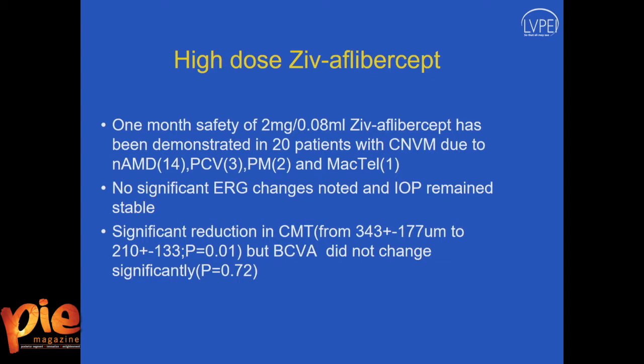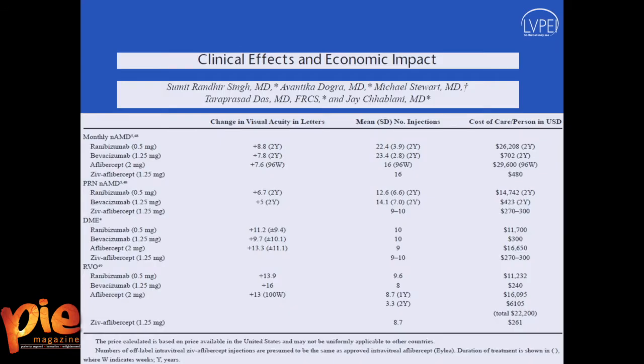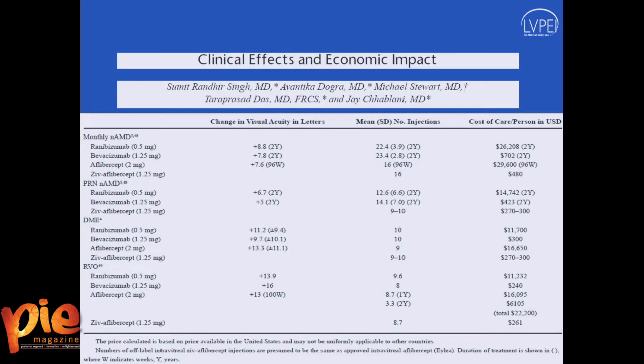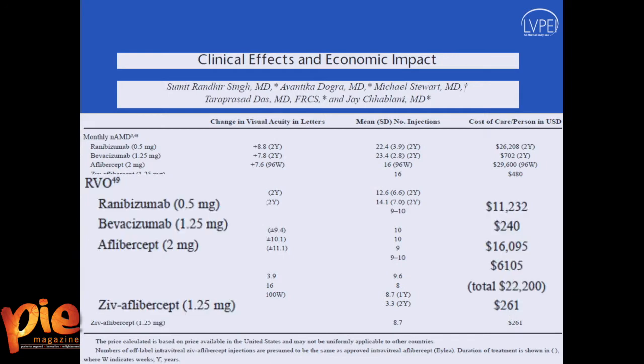And so we have looked at our ERG in these patients, of 20 patients. We did not find any significant changes on ERG as well as the intraocular pressure. Dr. Jay Chablani has also published the cost effectiveness in Asia Pacific Journal of Ophthalmology a couple of months ago. If you look at the vein occlusion data, it is quite similar to Avastin. The cost per year in US dollars is about $240 for Avastin and $260 for ziv-aflibercept with the dose of 1.25 milligram, compared to many hundred times more for aflibercept or ranibizumab.